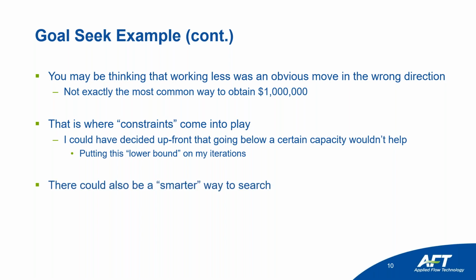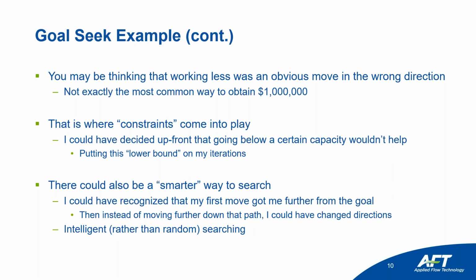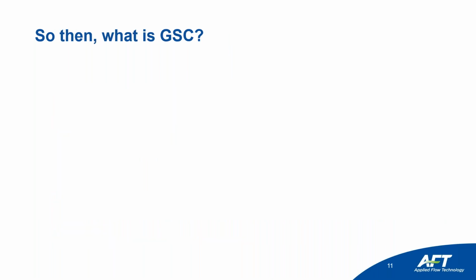And there can also be a smarter way to search rather than just randomly plugging in values. So again, I could have recognized that my first move got me further away from the goal. Why would I go for a second time, right? Could have changed directions, gone back up. So this is what I would call intelligent searching rather than randomized searching. And that's the power of GSC.